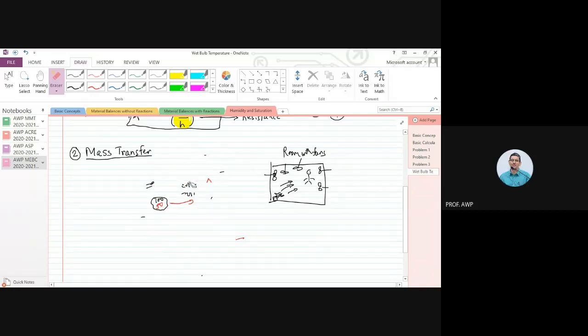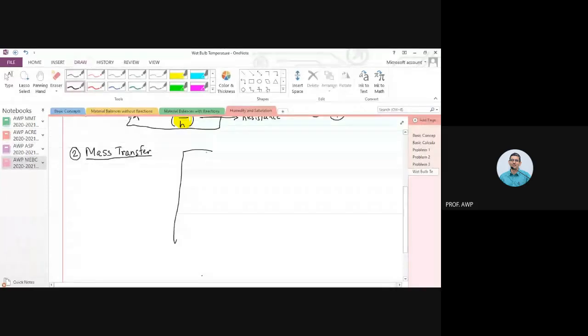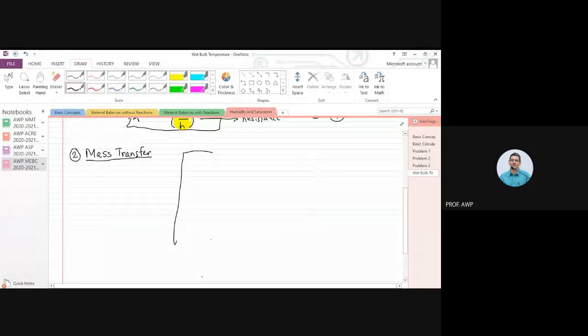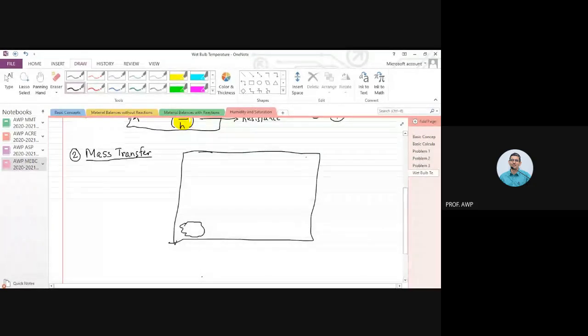Let us say I have this room. I take a control volume here and I take a control volume here.